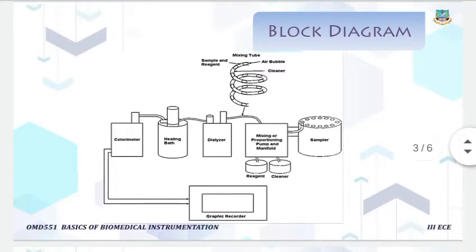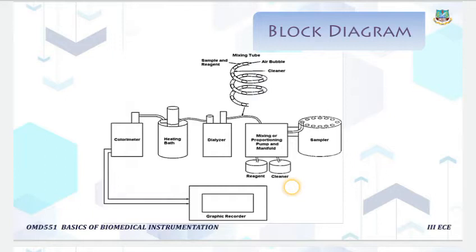Okay, so hope you understand. The sample passes on to the mixing and proportional circuit. It is mixed with the reagent and then passed to the dialyzer. It allows only particular samples through the semi-permeable membrane, then to the heating bath. There it is heated to a particular temperature to get the color development, then to the colorimeter, then to the graphical recorder.